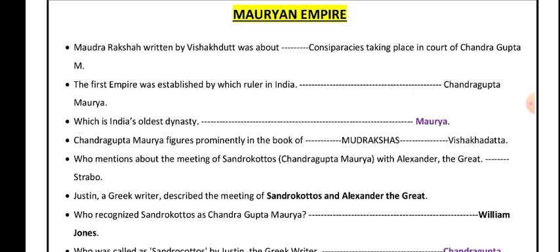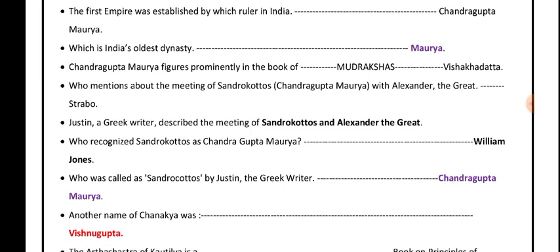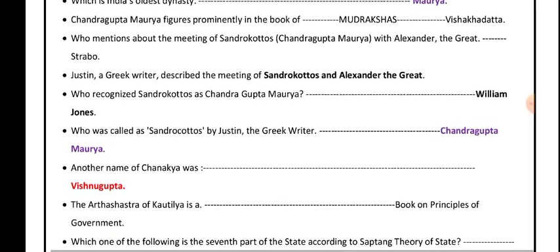Mudra Rakshas, written by Vishakhadatta, was about the conspiracies taking place in the court of Chandragupta Maurya. The first empire was established by which ruler in India? Chandragupta Maurya, of India's oldest dynasty, the Maurya.